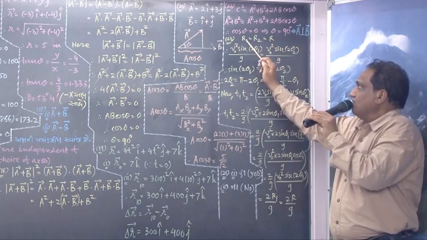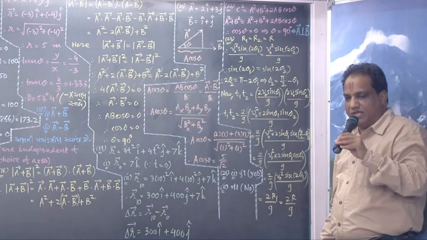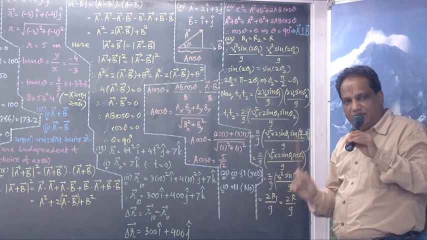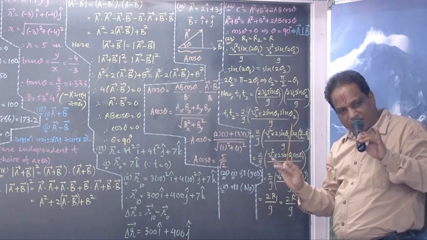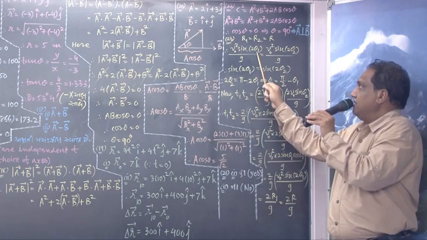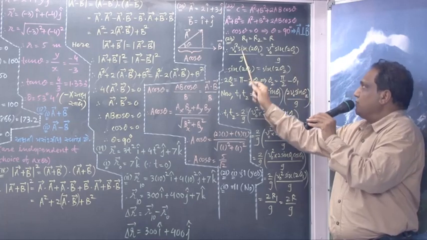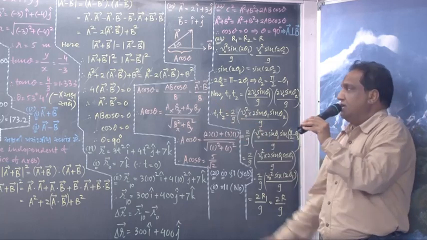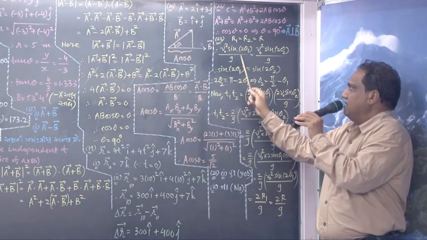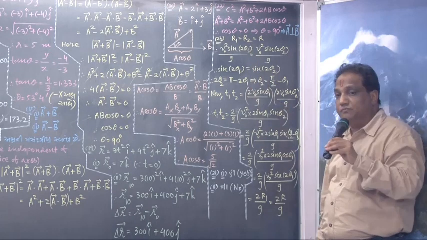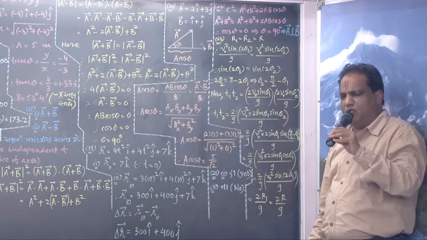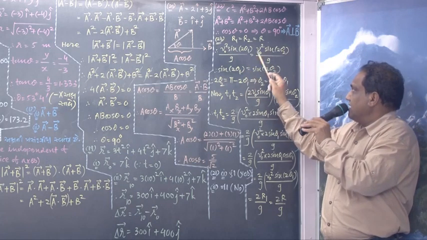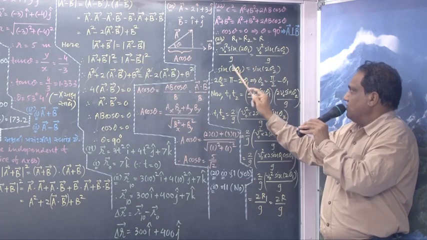What is the formula of range? V0 square sine of 2 theta 0 upon g. Instead of theta 0, I just take theta for the sake of convenience. In the first case, I am taking theta 1. In the second case, I will take theta 2. So speak out the formula of R1. V0 square sine of 2 theta 1 upon g. Similarly, R2 is V0 square sine of 2 theta 2 upon g. Any problem? V0 square gets cancelled, g gets cancelled.